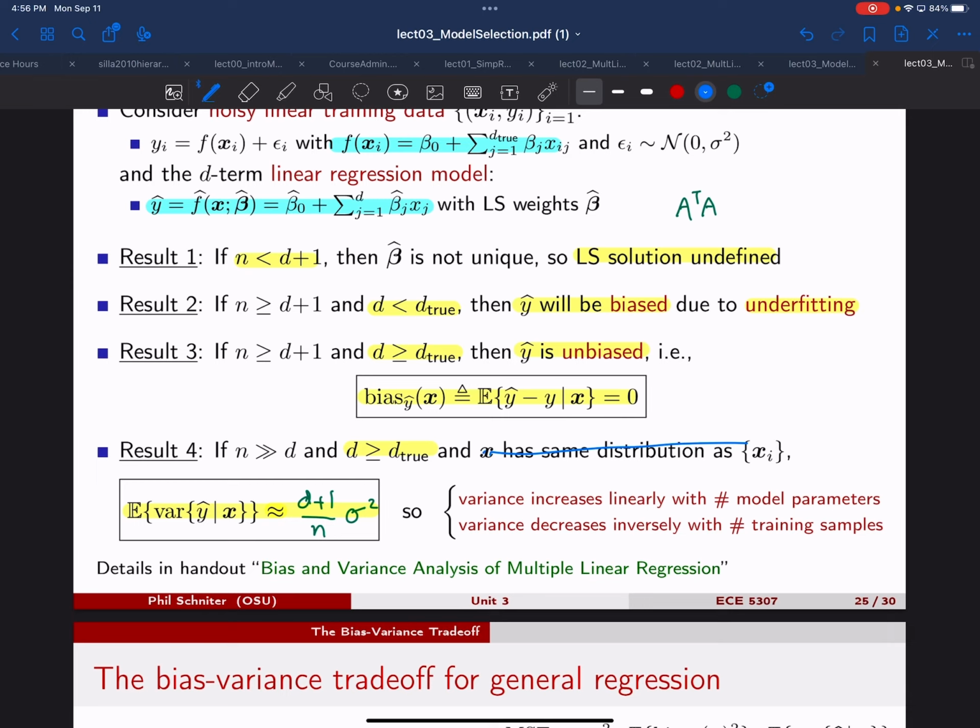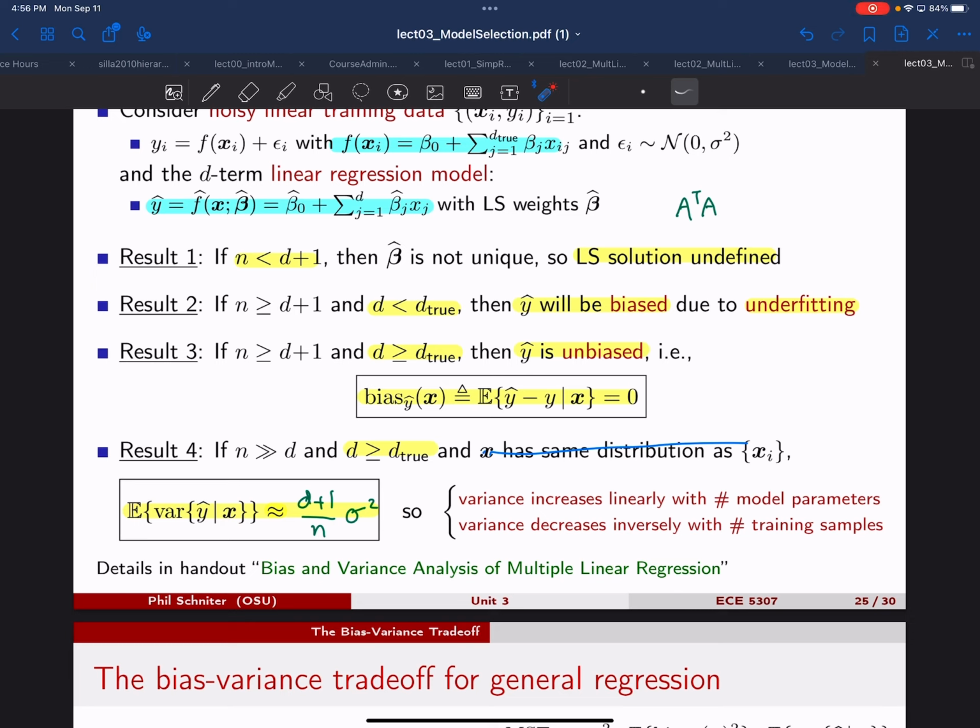Okay, any other? Yes. So it looks like you have a very interesting case where n is just one greater than d. Yeah, if n equals d plus 1, then it turns out that the variance coincides with the additive noise variance. Yeah, just how it turns out.